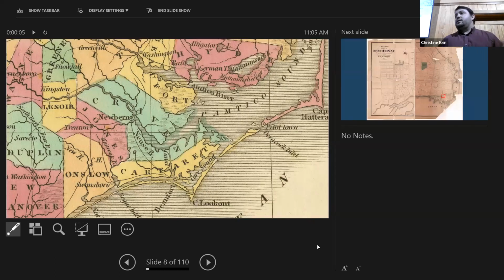And so this is what the area looked like at the time. It looks different than it does today, the borders. Pamlico County didn't come around till 1872. And so Craven County really dominated the mouth of the Neuse River there. Carteret County didn't share a border with it at that time.